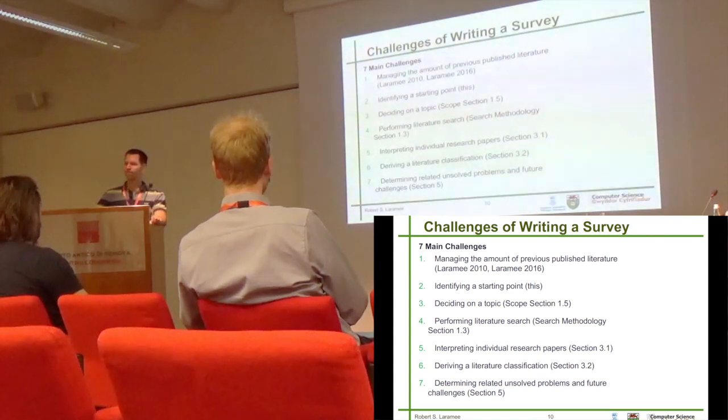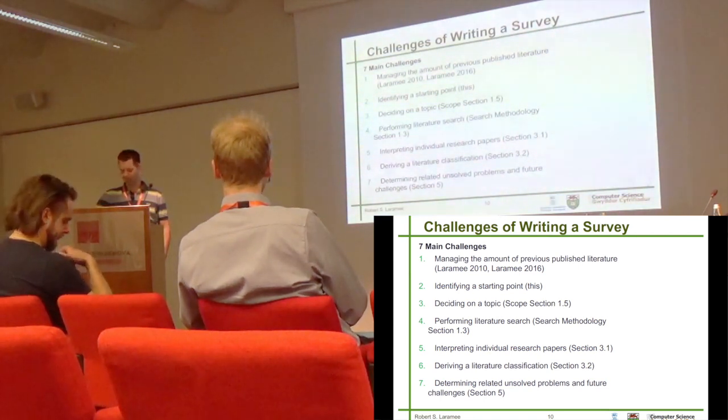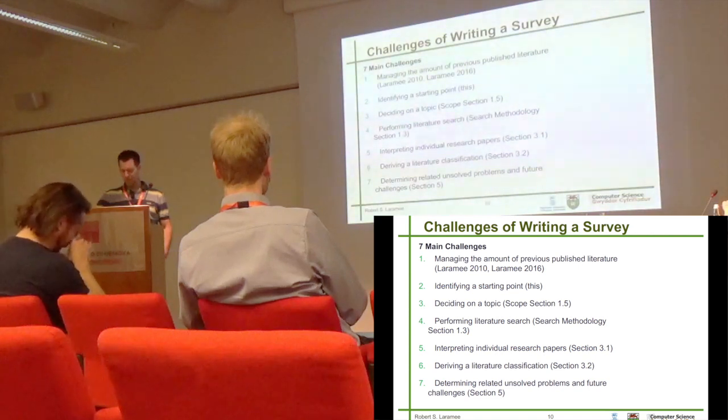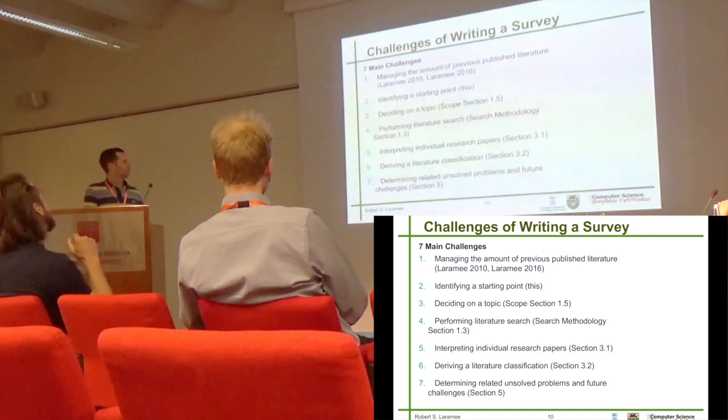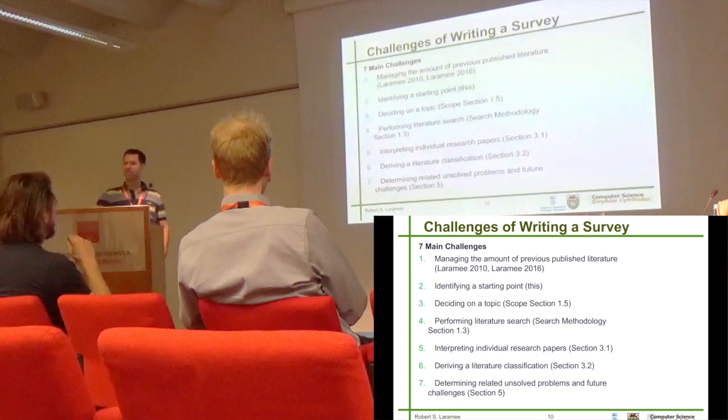Identifying a starting point is very difficult for a survey, and that's what we're trying to address right now in this presentation. Deciding on a topic is very challenging, and that's closely related to deciding on the scope. The literature search is a challenge, and we're going to give some guidance on good places to look for your literature. Interpreting individual research papers is the topic of another lecture. Again, it's step 1 of the PBSK.